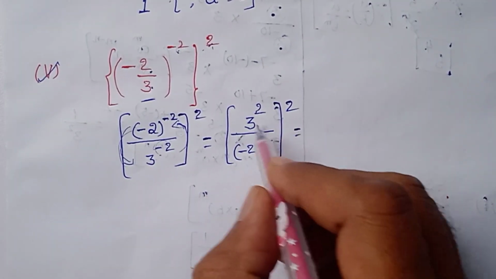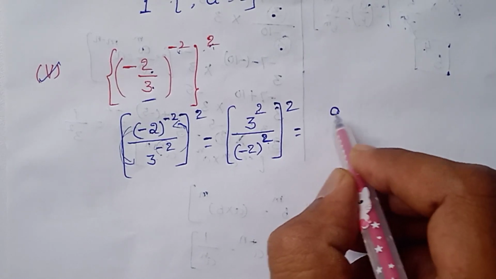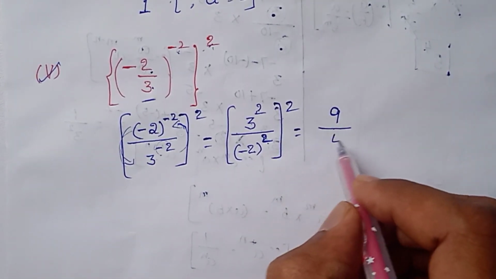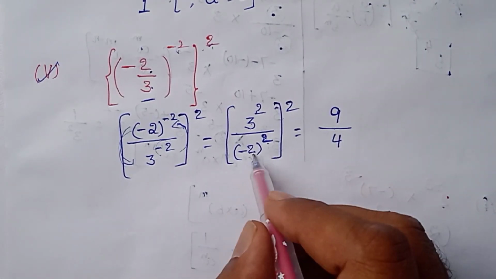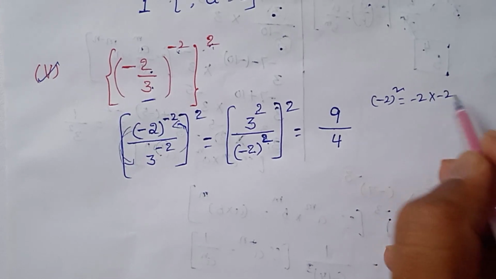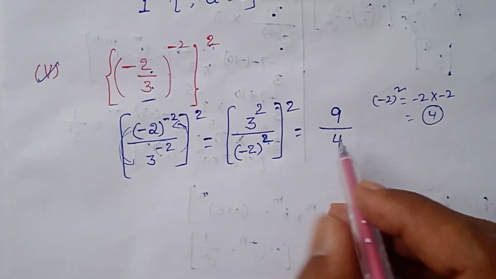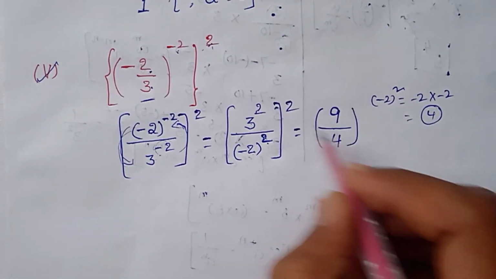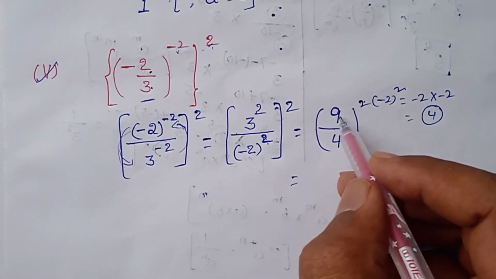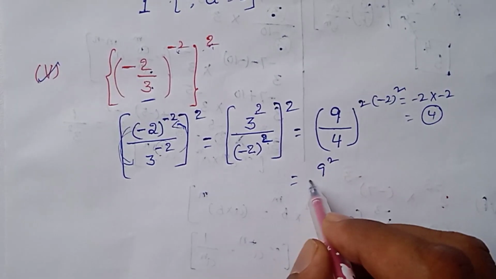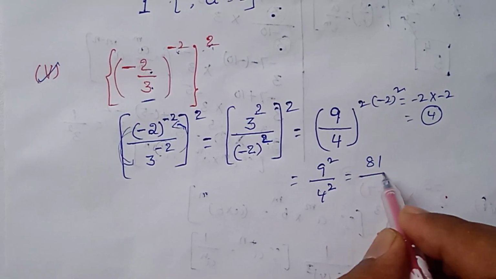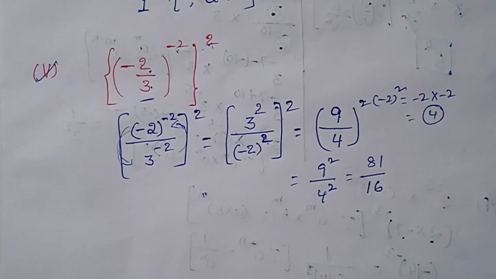Now see, 3 square is what? 9. 9 by minus 2 whole square is 4 plus 4, because minus 2 whole square means minus 2 into minus 2, which is plus 4. So whole square, if we apply square on this as well, this will be 9 square by 4 square. 9 square is 81 and 4 square is 16.